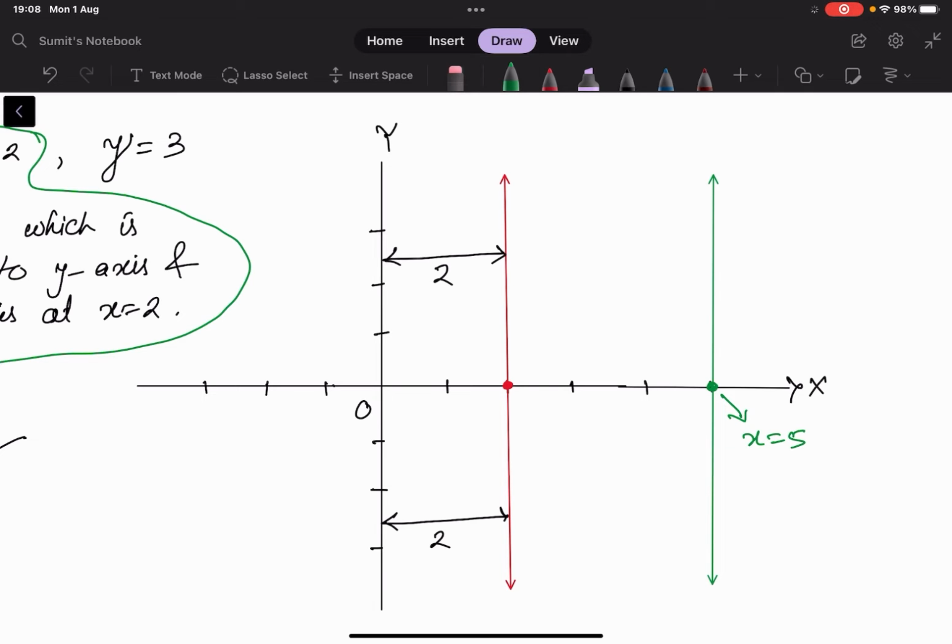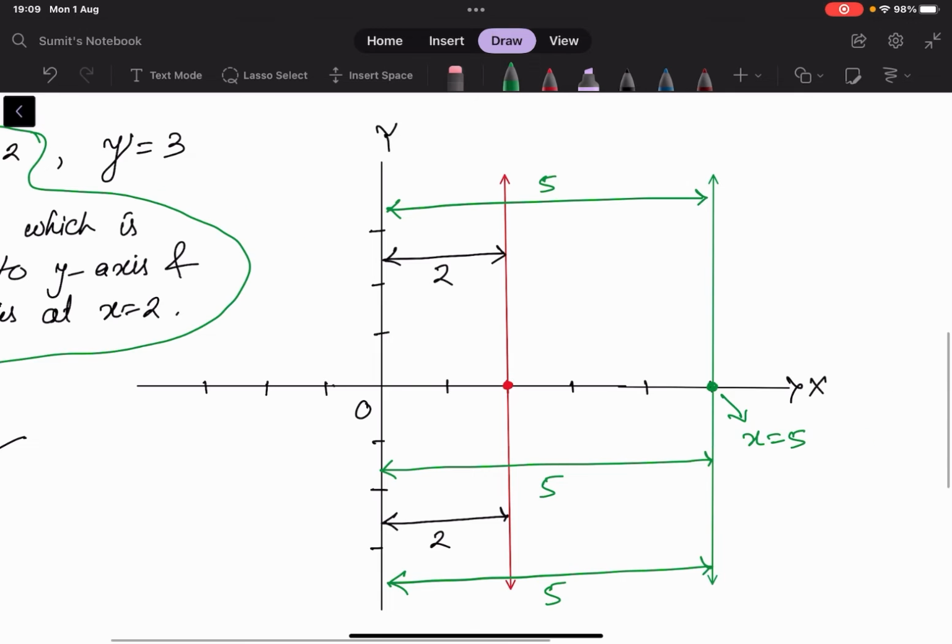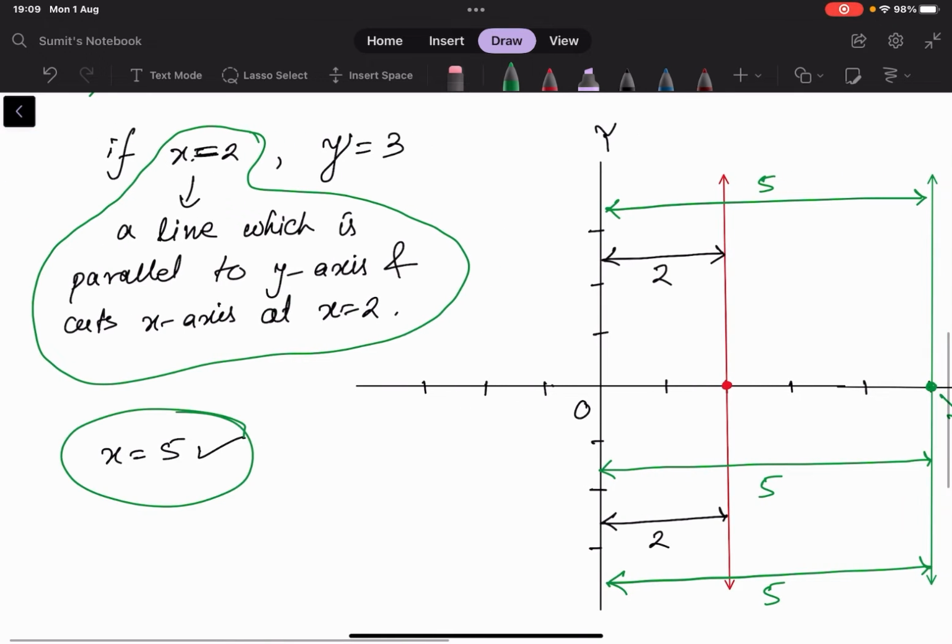A line passing through x equal to 5 and parallel to the y-axis means the distance from the y-axis will always remain 5 units. You can measure the distance from anywhere, and it will always remain 5 units from the y-axis, right? So if you draw a line that is parallel to the y-axis and cuts x equal to 5, the equation of the line will be x equal to 5 only.